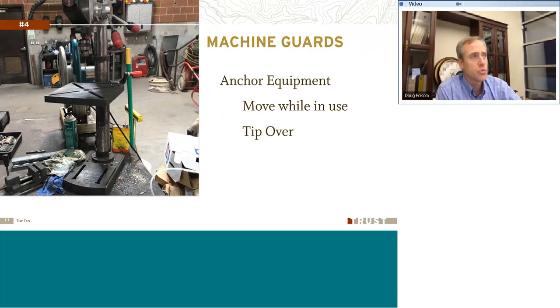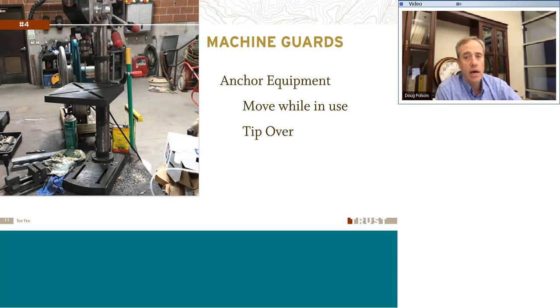So this is what we see. This would be an example of the equipment that is not anchored, that could walk or tip. This little drill press, you can see it's designed to be bolted down, but it's not. This is a tabletop unit. The ones we see a lot are the freestanding drill presses that are on the ground and tall, that aren't anchored.